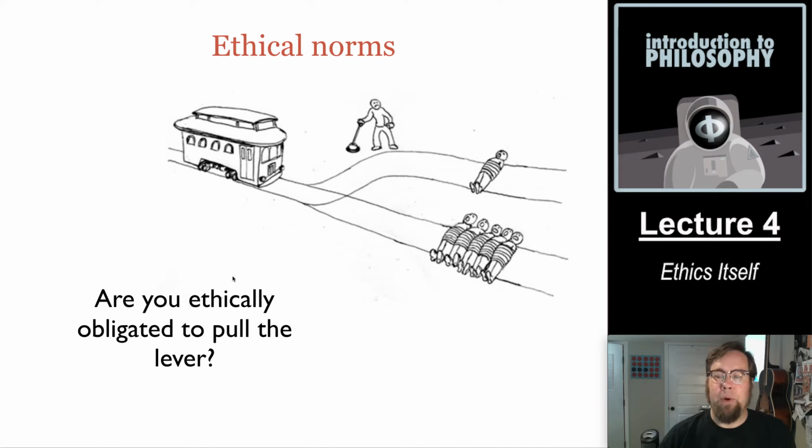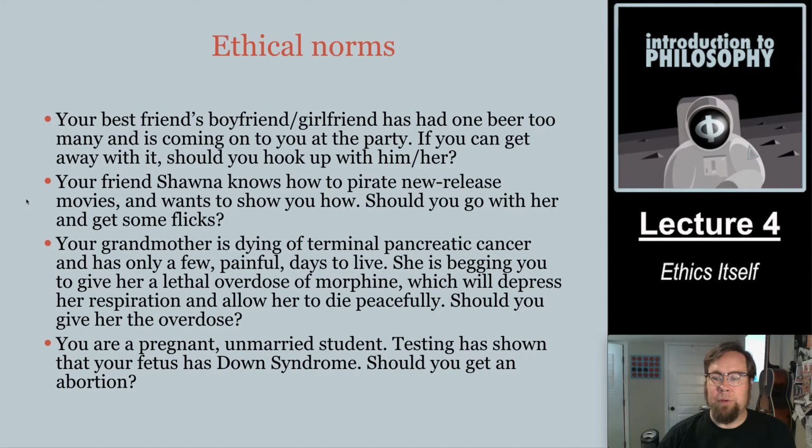Again, we're talking about norms, and we're specifically talking about ethical norms here. Not all ethical norms are about matters of life and death, although some are. Here are some other examples of ethical norms. Your best friend's boyfriend or girlfriend has had 1 beer too many and is coming on to you at the party. If you can get away with it, should you hook up with him or her? Should you cheat on your girlfriend or boyfriend? That's an ethical question, and it has to do with ethical norms.